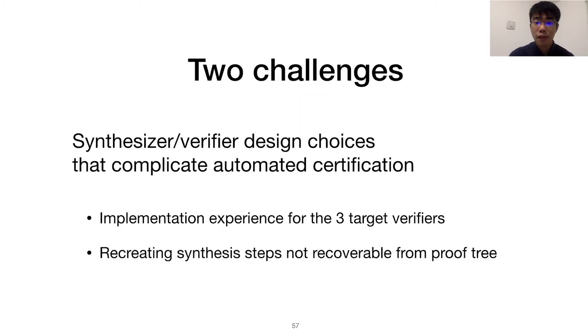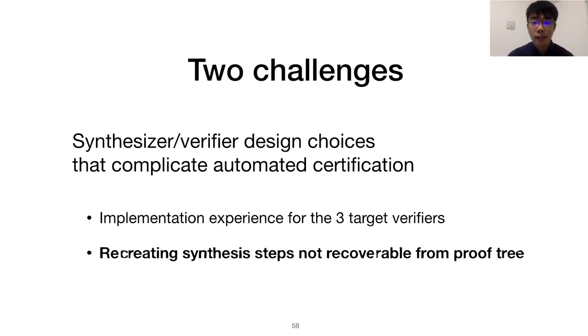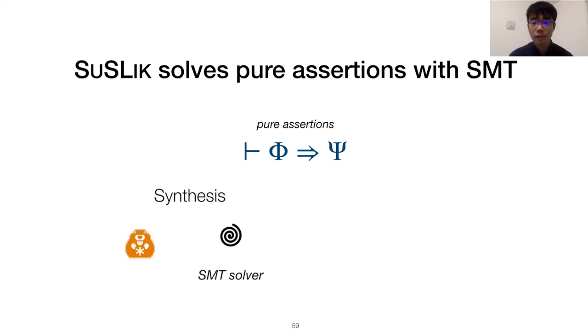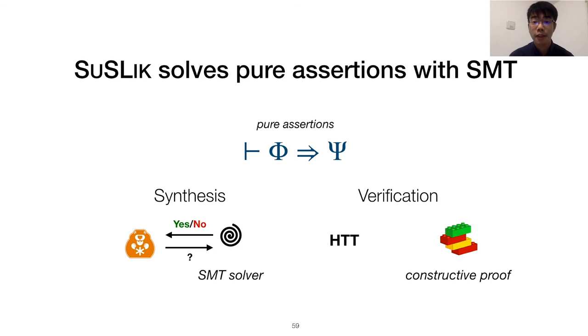Another challenge was recreating the steps performed during synthesis that aren't recoverable from the proof sketch. Pure non-spatial assertions aren't handled much by separation logic, so SuSLik delegates their checking to external SMT solvers, which act as an oracle to determine whether an implication is valid or not. On the other hand, a proof assistant like Coq needs a constructive proof of the same facts, more than just the yes or no answers that SMT solvers can provide.